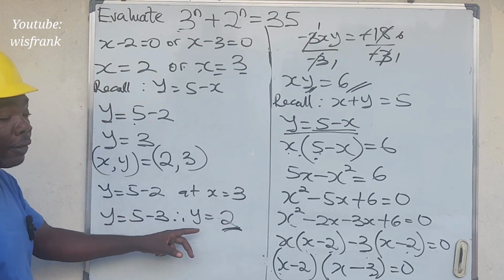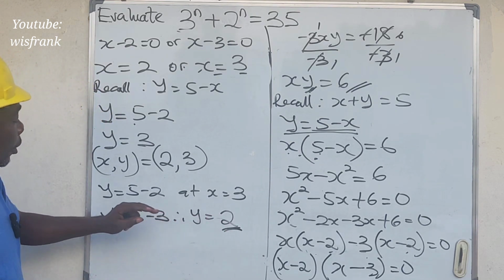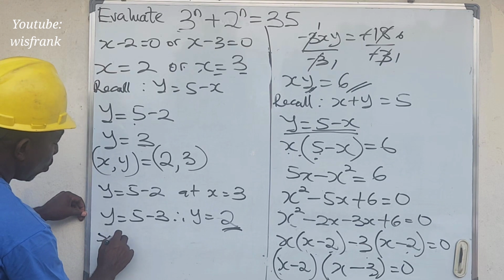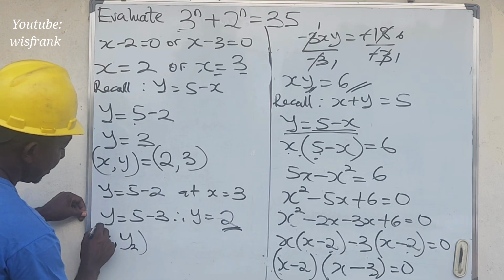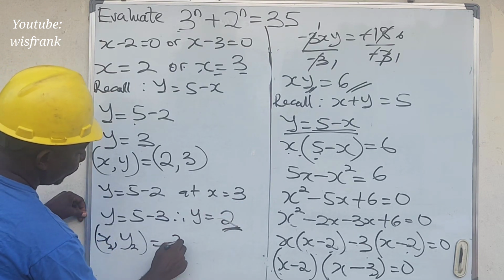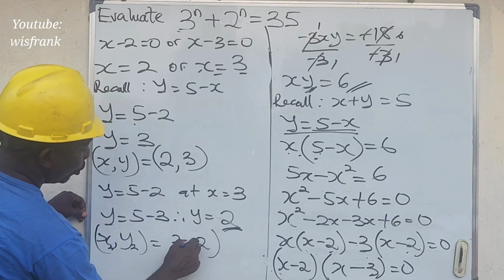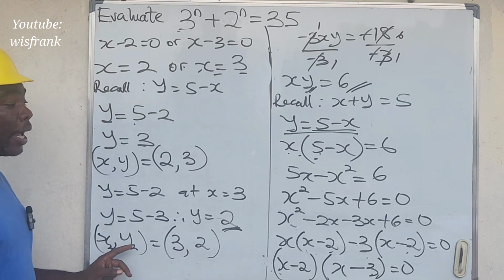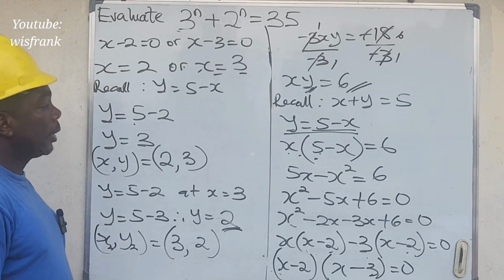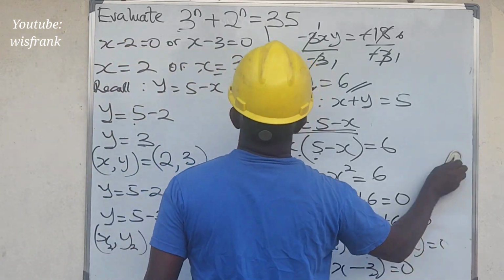So this is the second value of y that we have. In this case, we have x, y as x is 3 and y is 2. So this is the second value of x and y. We recall that before we do that, we need to clean this.